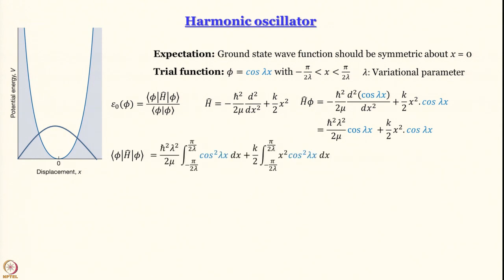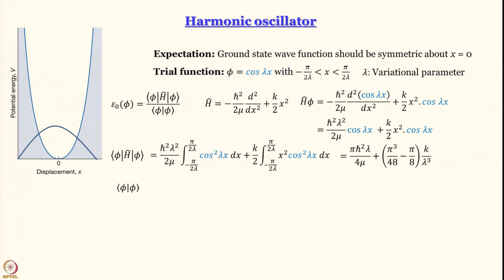Well, this is how you formulate it, and the answer that you get is pi h cross square lambda divided by 4 mu plus pi cube by 48 minus pi by 8 k by lambda cube. Of course, you can simplify it further, bring it to one numerator, one denominator. We will not do it, you will see why. Now, what is the denominator?